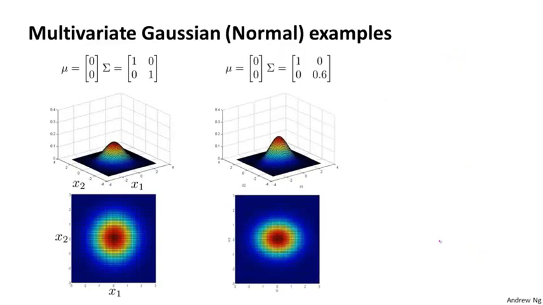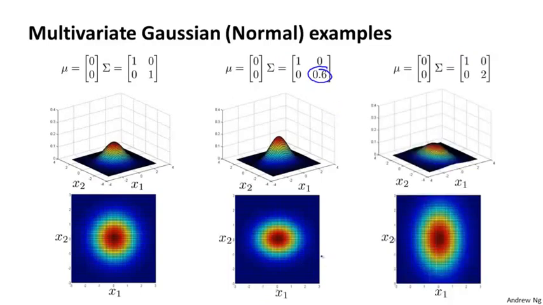Similarly, if we were to modify this element of the matrix instead, it's similar to the previous slide, except that here we're saying that x2 can take on a very small range of values, and so here this is 0.6, right? Notice now x2 tends to take on a much smaller range of values than the original example, whereas if we were to set sigma equal to 2, that's like saying that x2 has a much larger range of values.